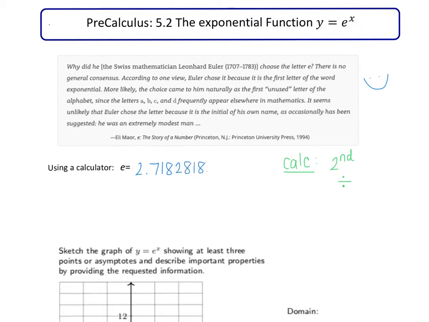2.7182818 and so on. That's the approximation. Similarly, like with pi, it's 3.14 and so on. e is the same thing, it's an actual value. So normally we say e is about 2.7.